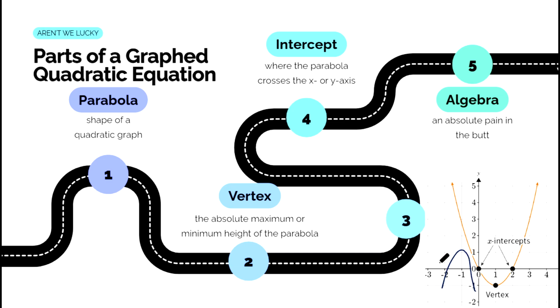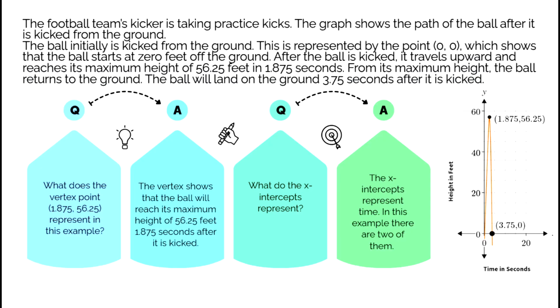The intercept is where the parabola crosses the x or y axis. This one is both an x and y axis intercept. And algebra is an absolute pain. So this is an example to walk you through picking out all the points on the graph. This part of the lesson gets much easier, so you can take a breather.